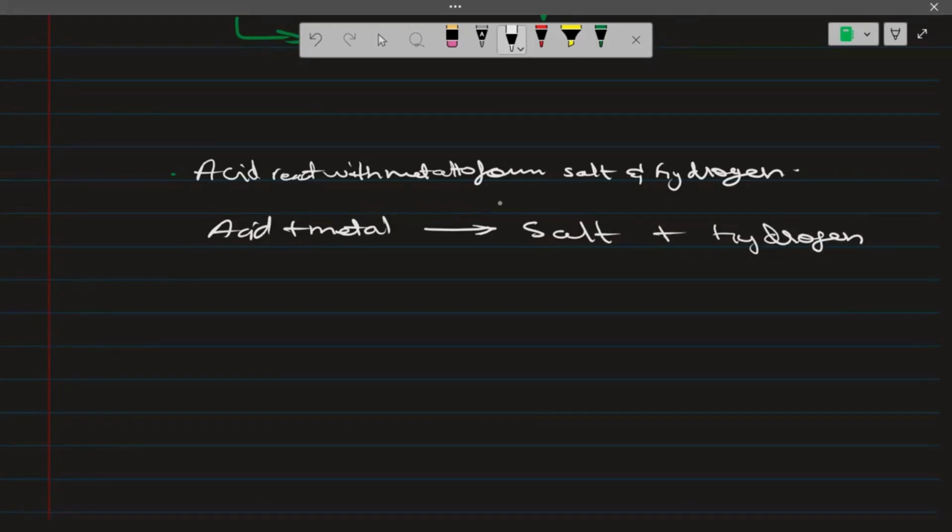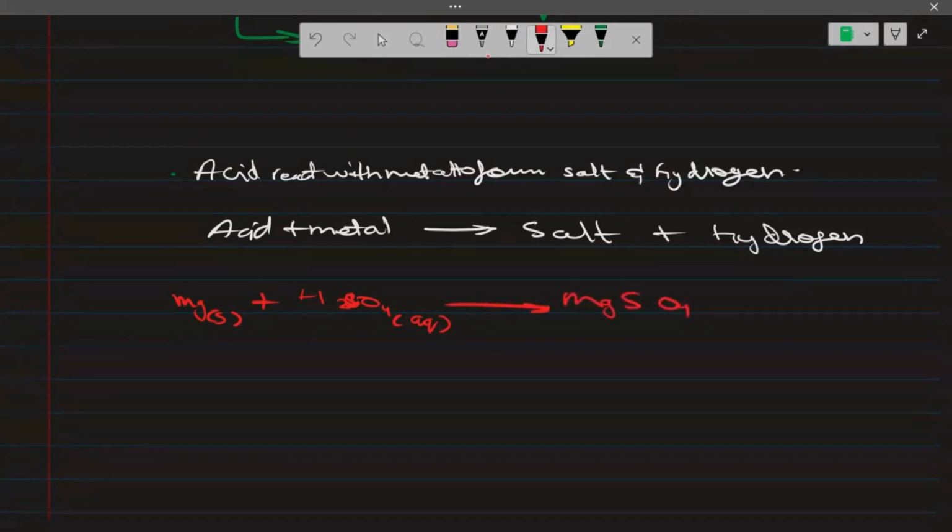Okay, so let me give you an example. When magnesium, Mg, reacts with dilute sulfuric acid, H2SO4. Magnesium is a solid. It forms magnesium sulfate plus hydrogen.